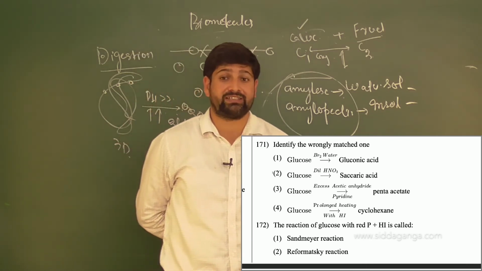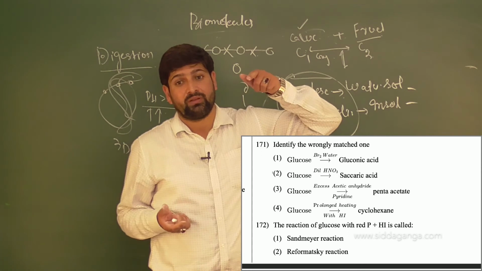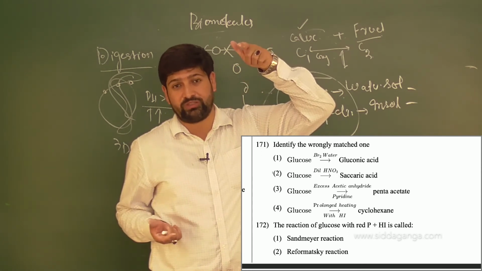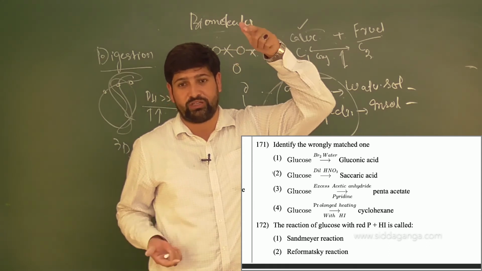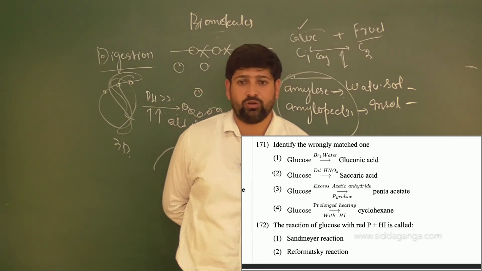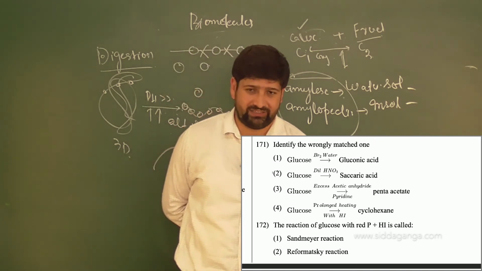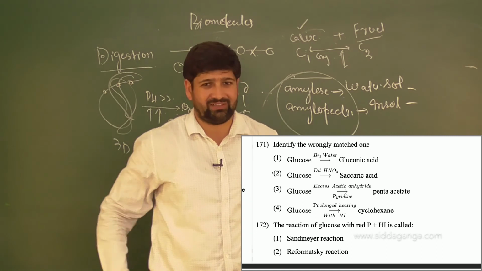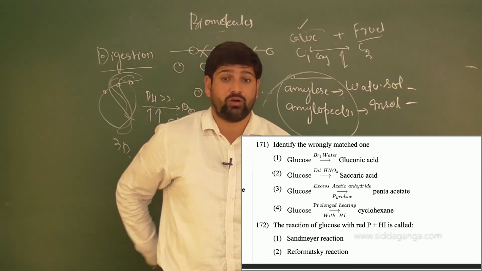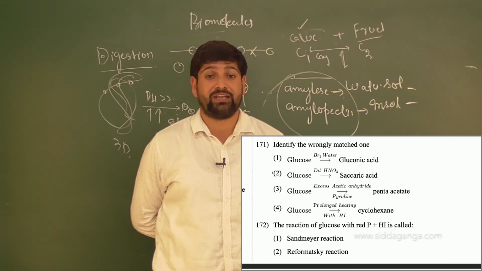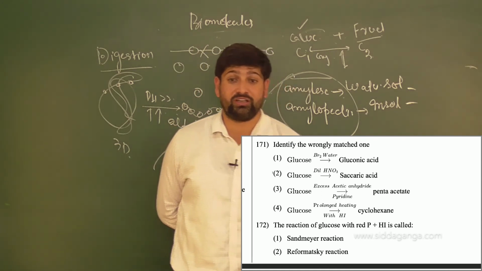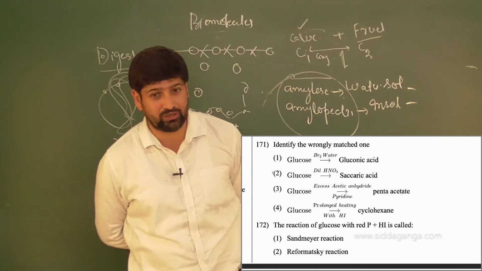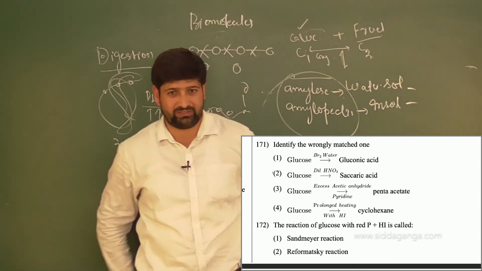Glucose, dilute nitric acid, saccharic acid. Yes. The aldehyde group is there and one primary OH group, the CH2OH group, is there; they'll be converted to COOH, correct only. Third, glucose, excess acetic anhydride, pentaacetate, correct. That proves there are 5 OH groups in glucose. We have done the experiments in our discussions. Glucose, prolonged heating with HI gives cyclohexane. That is wrong. Glucose on heating with HI gives n-hexane, not cyclohexane. So option 4 will be the correct option for this 171.